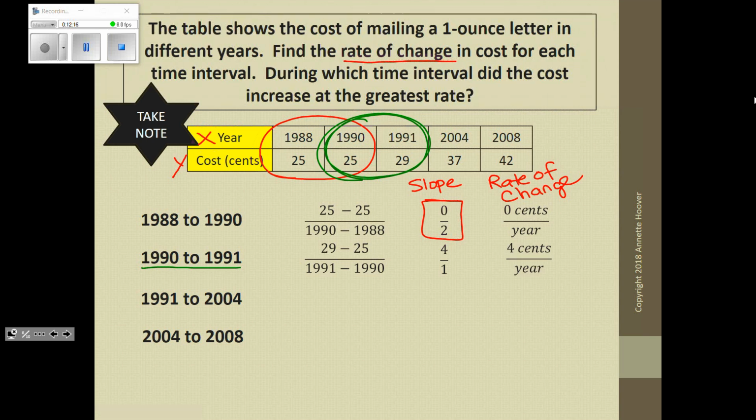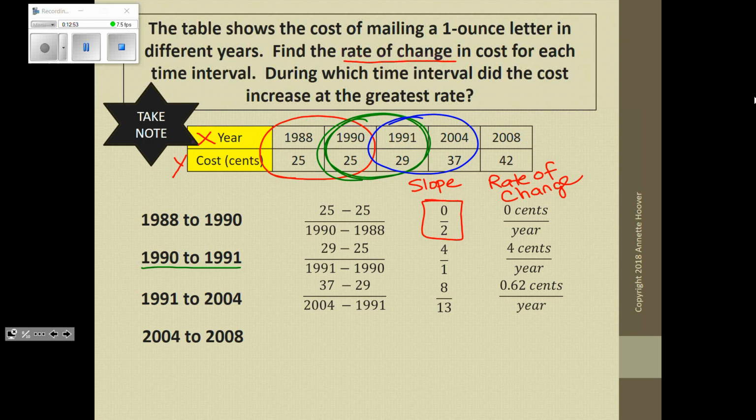For the next interval, we go to 1991 to 2004. We subtract the y's on the top and the x's on the bottom. So we have 37 minus 29 on the top, 2004 minus 1991 on the bottom. That results in a slope of 8/13, which means you rose 8 and went to the right 13. That gives you the slope. But in order to find the rate of change, you go that one step farther, take your calculator, go 8 divided by 13, and you will find out that it changed 62 hundredths of a cent per year, which is less than 1 cent per year.